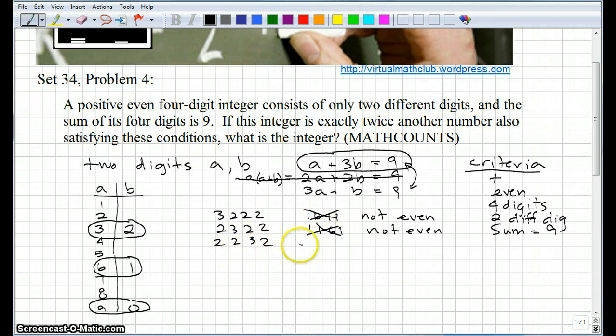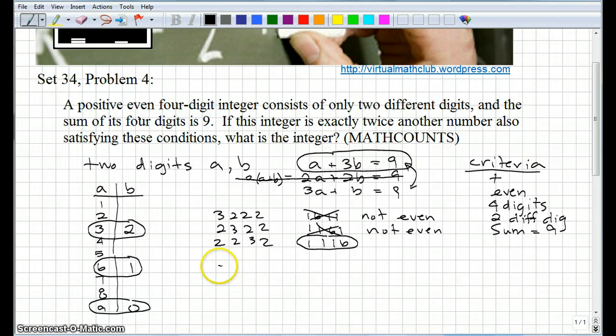This one, half of this one is 1116. Okay, let's see. So that's positive, that's even, that's 4 digits, it has 2 different digits, and the sum is 9. So that seems to meet our criteria. Alright, so that's a good one. And that's all we can get from the 3 and the 2.